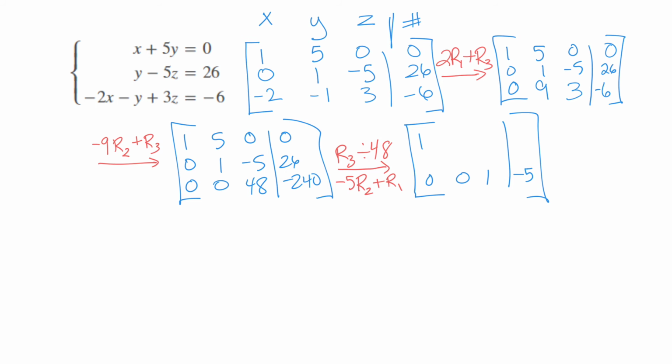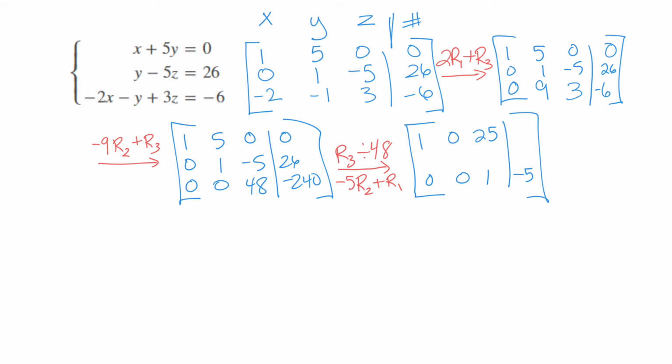Fixing this now. Negative 5 times row 2 plus row 1. That's going to get me the 0 I want. But then what happens on the others? Let's see. Negative 5 times row 2, that's going to be a 25 plus 0. So then that just ends up being 25.